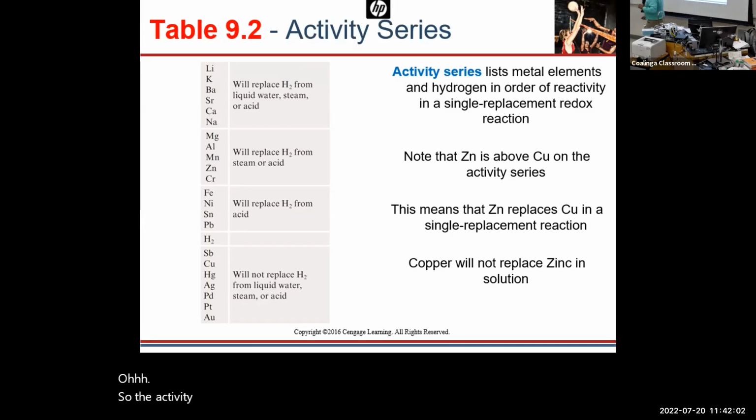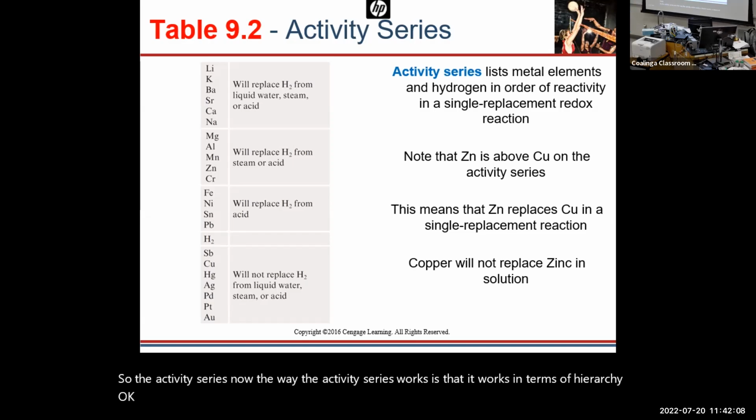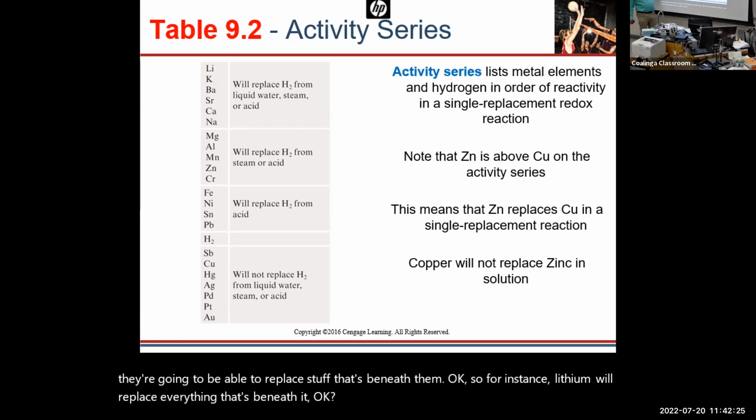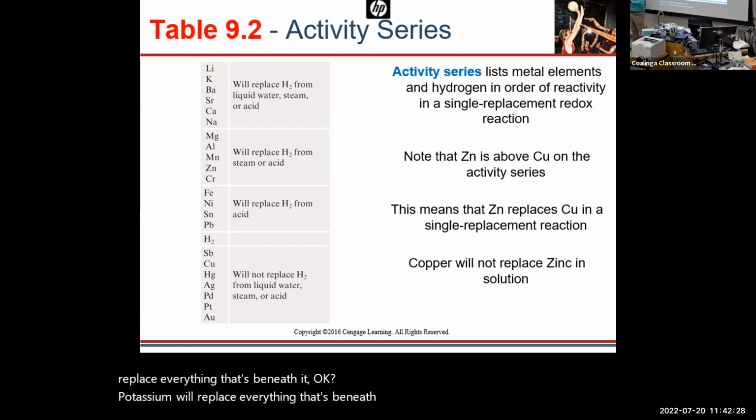Now, the way the activity series works is that it works in terms of hierarchy. If we take a look at the block here, these guys are going to be more reactive, and they're going to be able to replace stuff that's beneath them. For instance, lithium will replace everything that's beneath it. Potassium will replace everything that's beneath it.